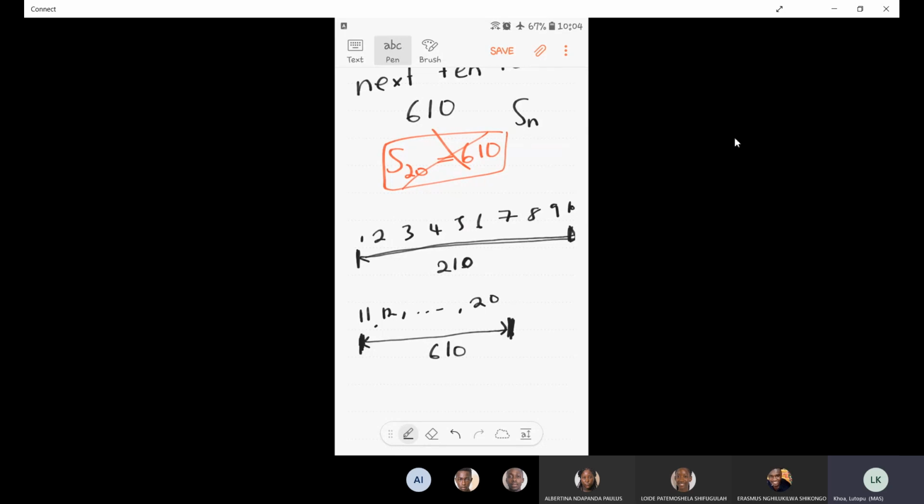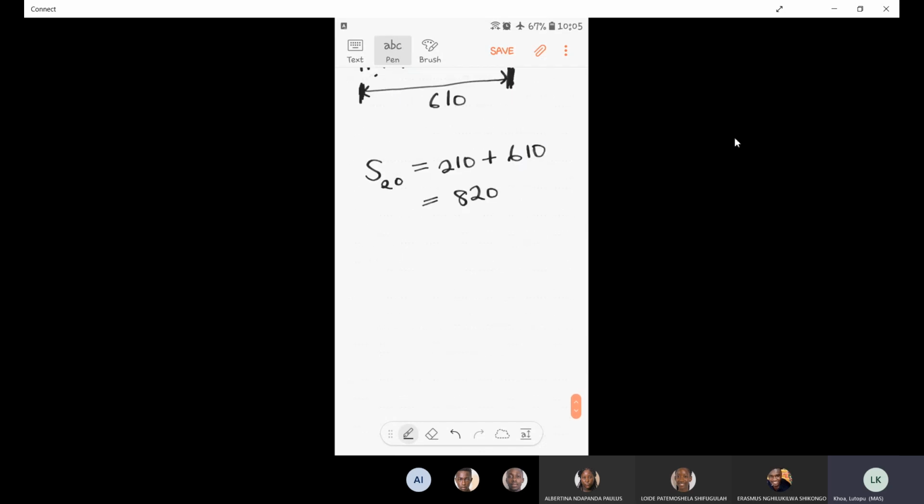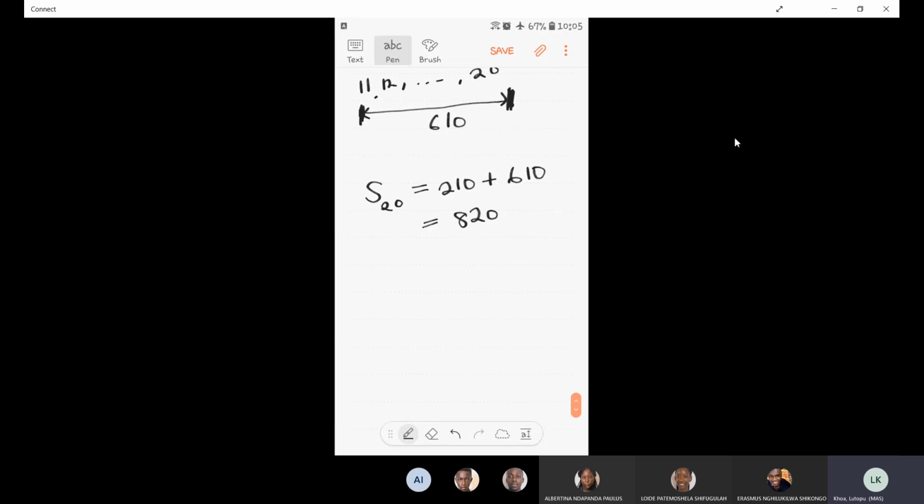Right, so to do this, I can work out the sum of the first 20 terms. Now the sum of the first 20 terms is just 210 plus 610, because if I know what the sum from 1 to 10 is and from 11 to 20 is, to work out from 1 to 20 is just to add everything together. So this is just equal to 820.